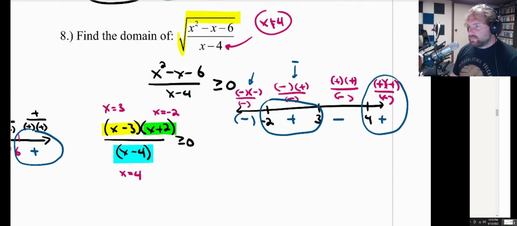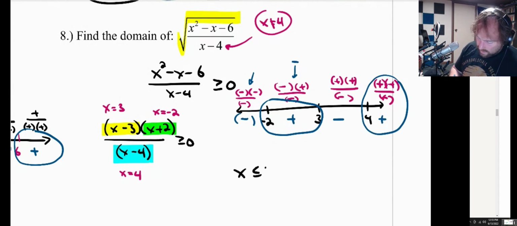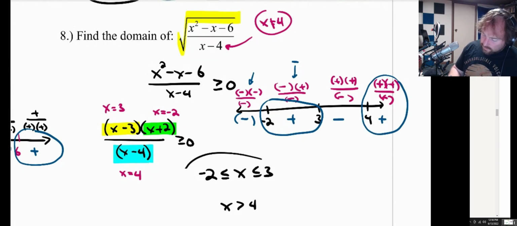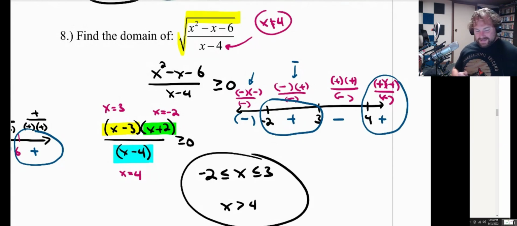So now our final answer. We know that x has to be between negative 2 and 3, and we can use the equal signs on there because those numbers will just produce 0 on the top. If you plug in negative 2 or positive 3, you'll get 0 on the top. 0 is in the domain. That's fine. However, with 4, we cannot have 4 be a part of the solution because that will cause a 0 on the bottom. So x must be greater than 4, but not equal to it. There you go. Hey, that was a fun one.